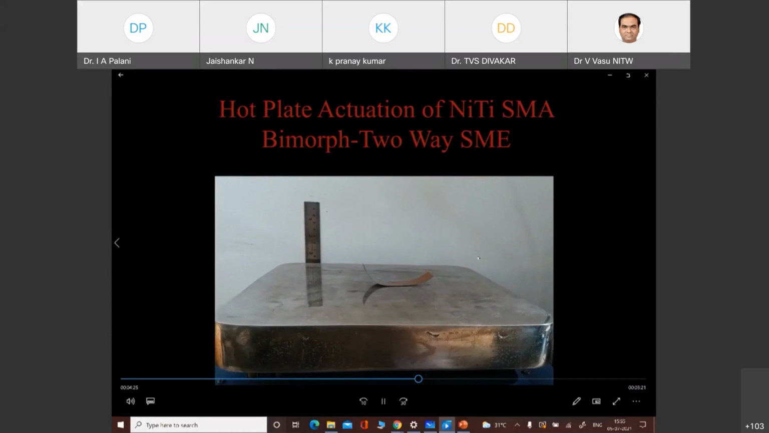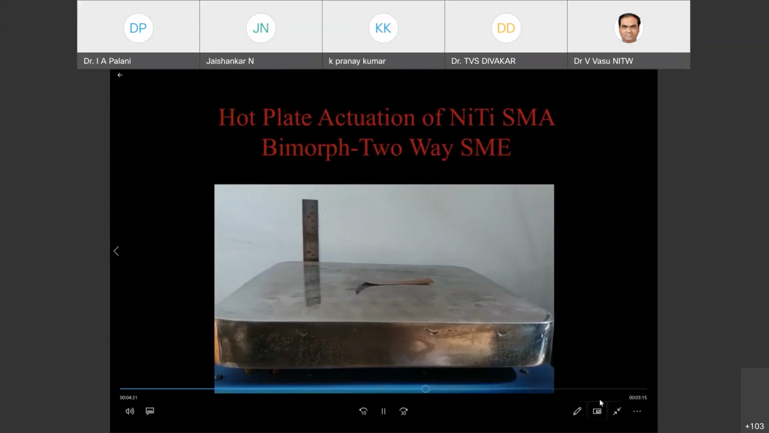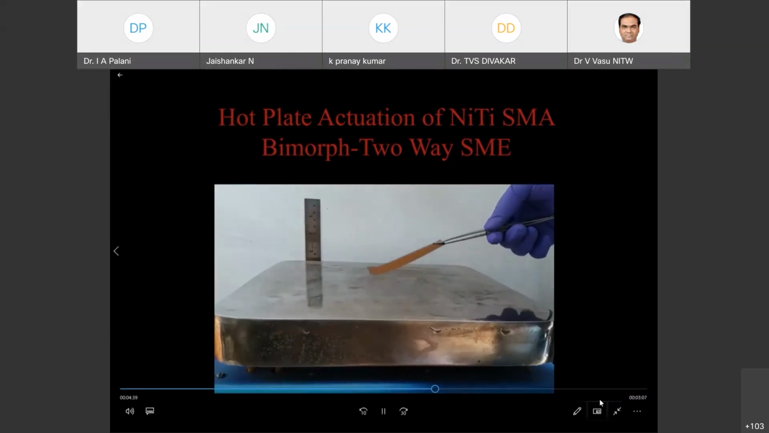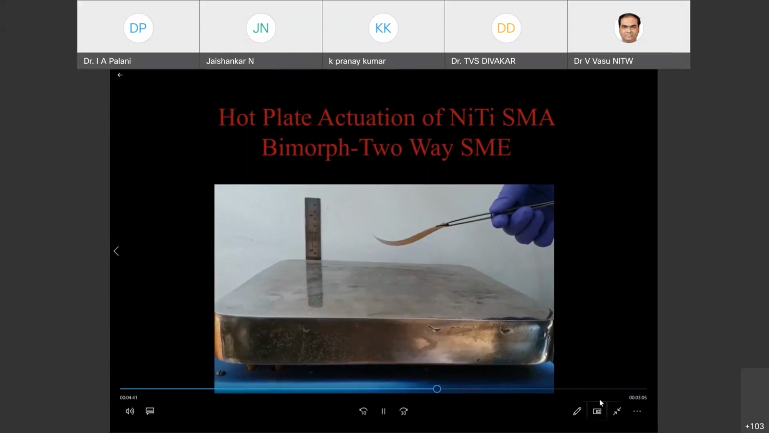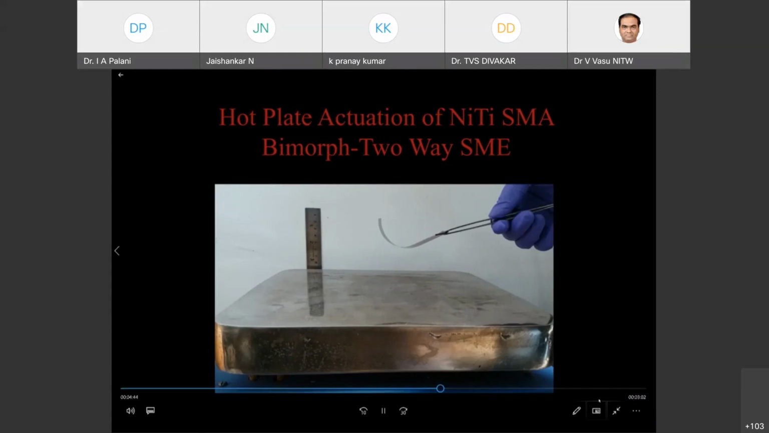Okay. So this is what is called an SMA bimorph, and this is the working principle of the SMA bimorph. We have the capability to fabricate these SMA bimorphs even on a 1 meter by 1 meter area. People who are interested, we can just supply this bimorph free of cost so that we can do a certain amount of experiments.